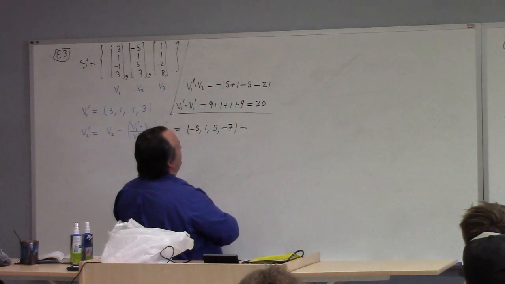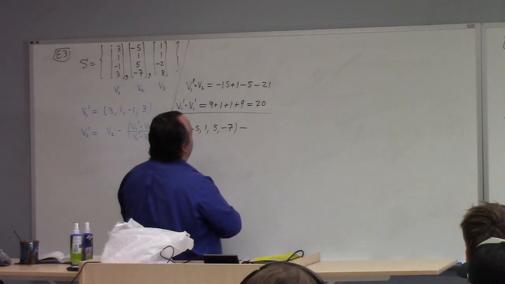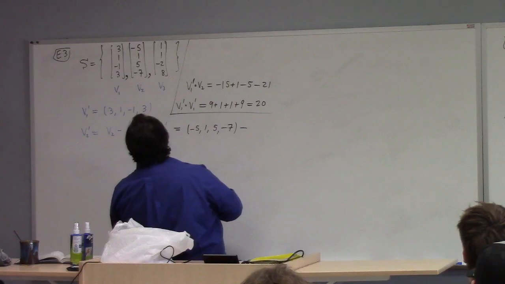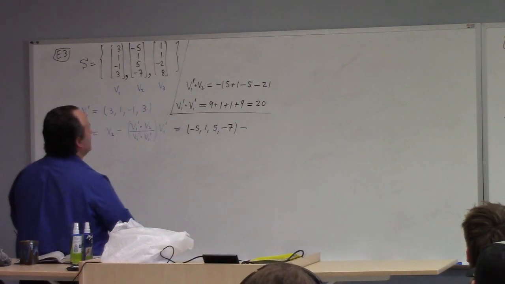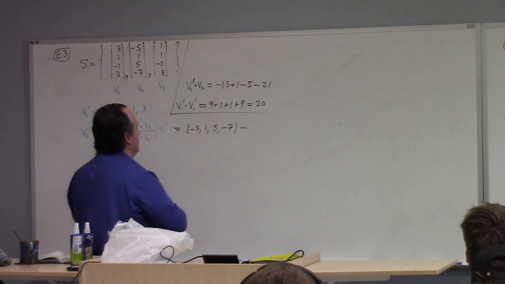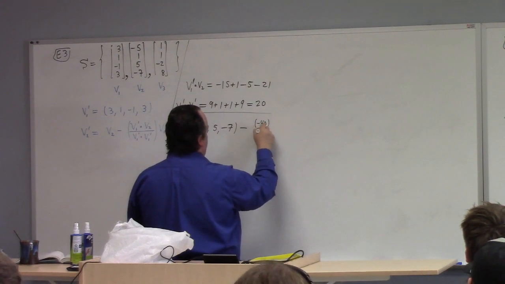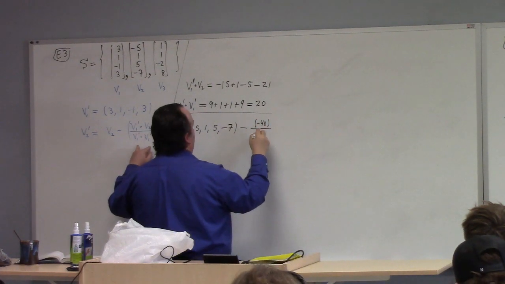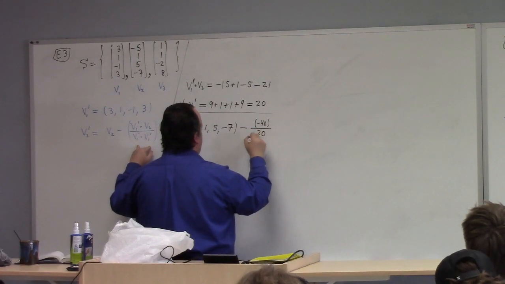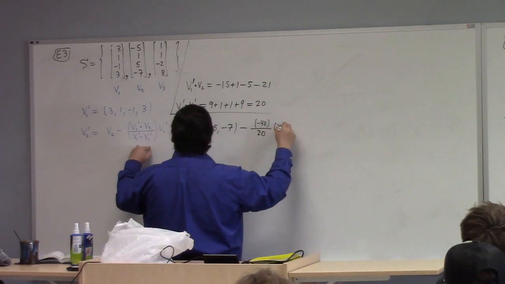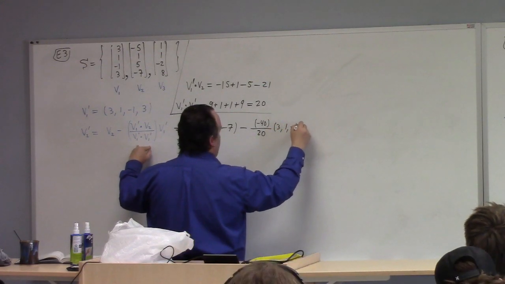Oh, I like that. I thought it was 0, but it's not, is it? Is that 0? What is that? Negative 40? All right. So minus 40. And, oh, well, hey, that's convenient, 20. I like that a lot. And V1 prime was, oh yeah, 3, 1, minus 1, 3.